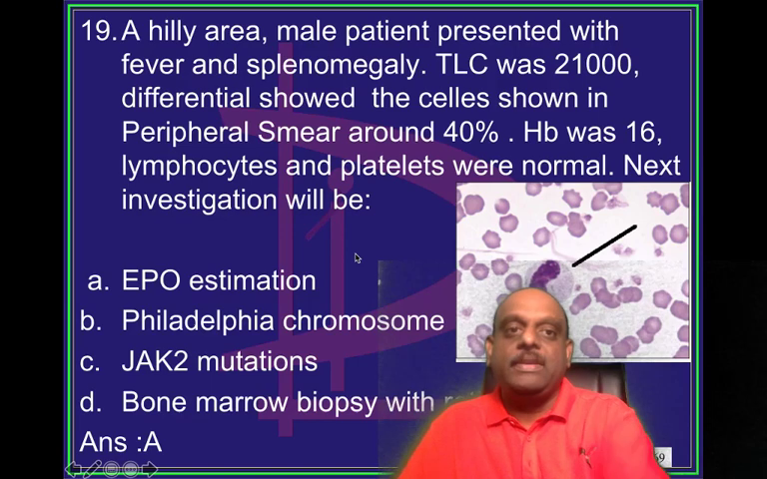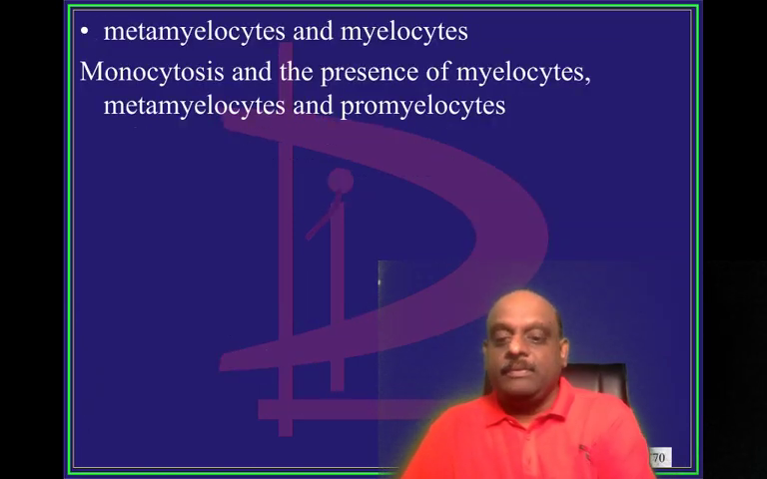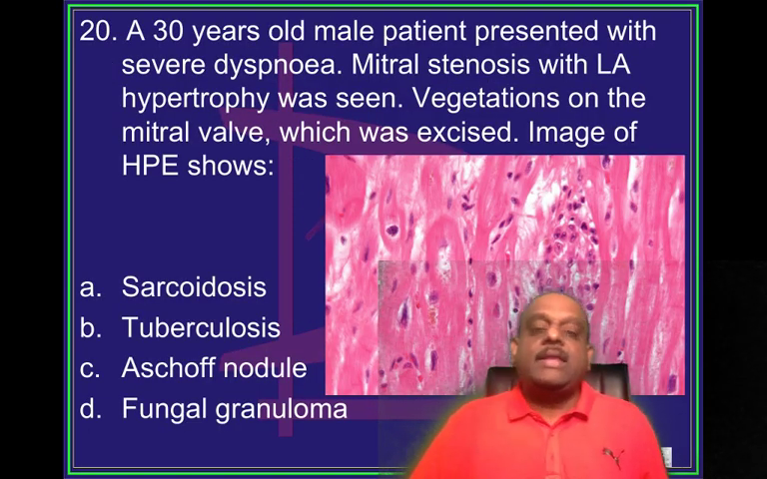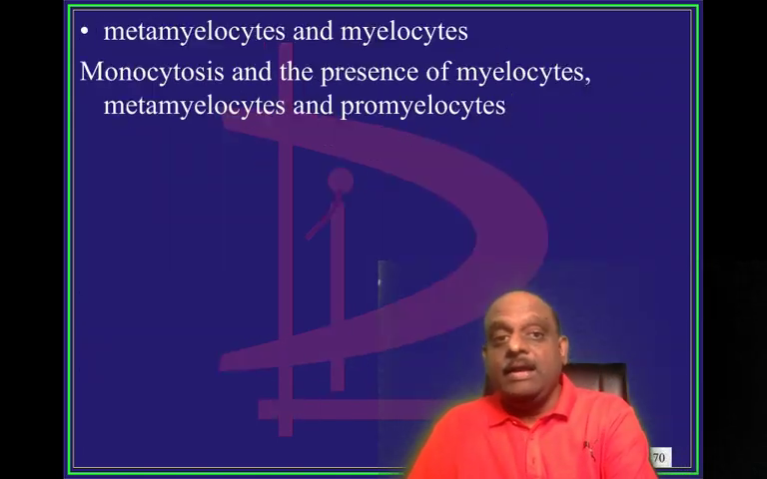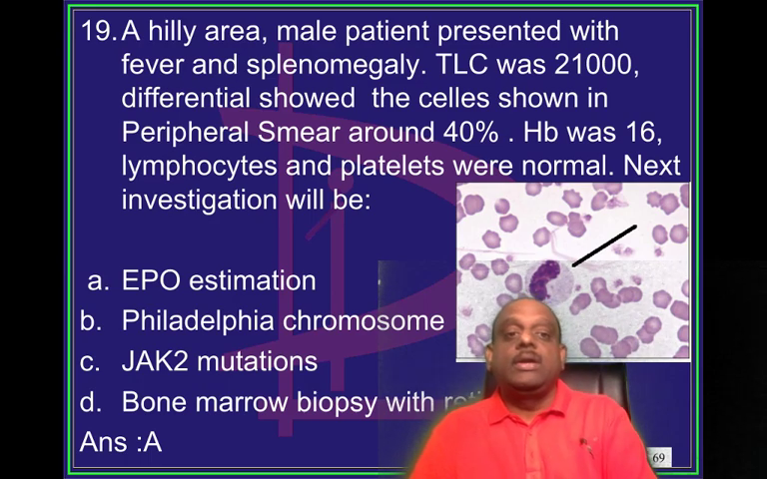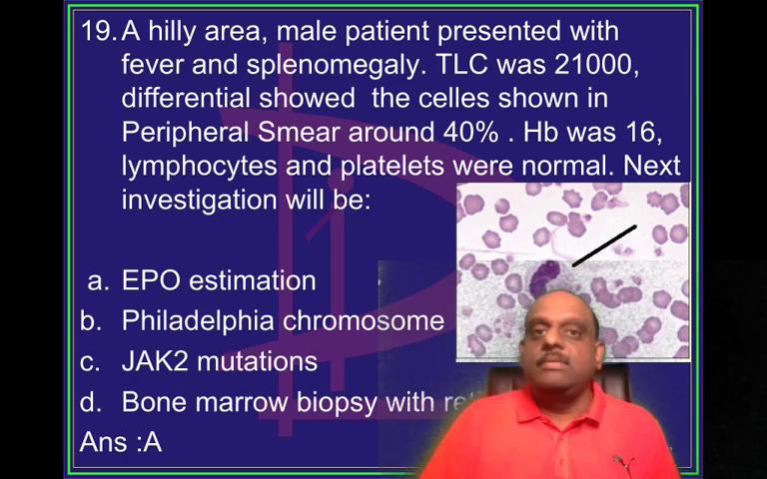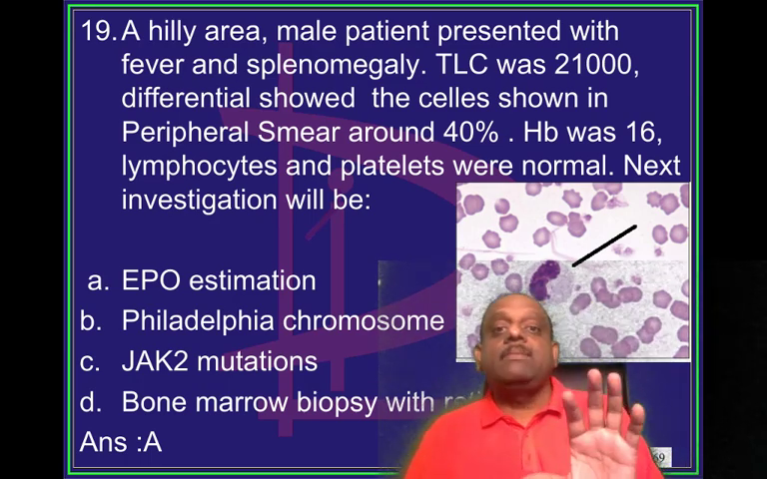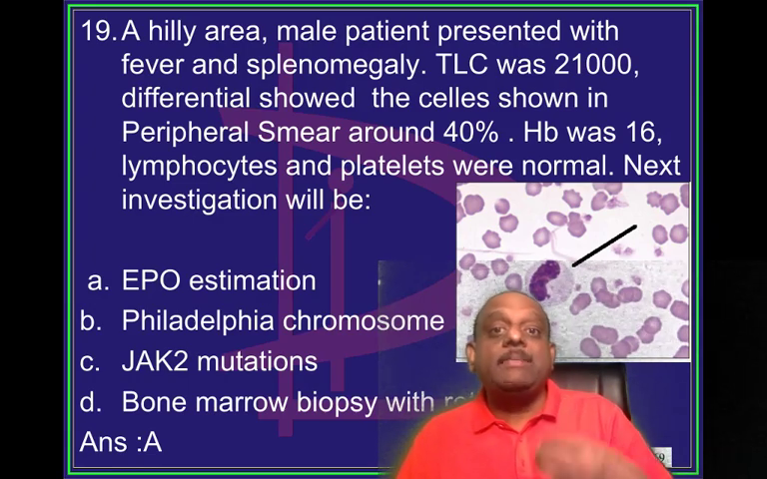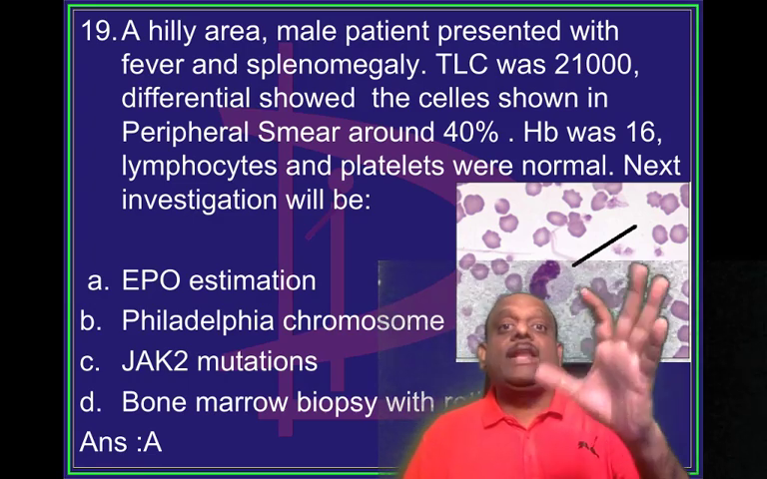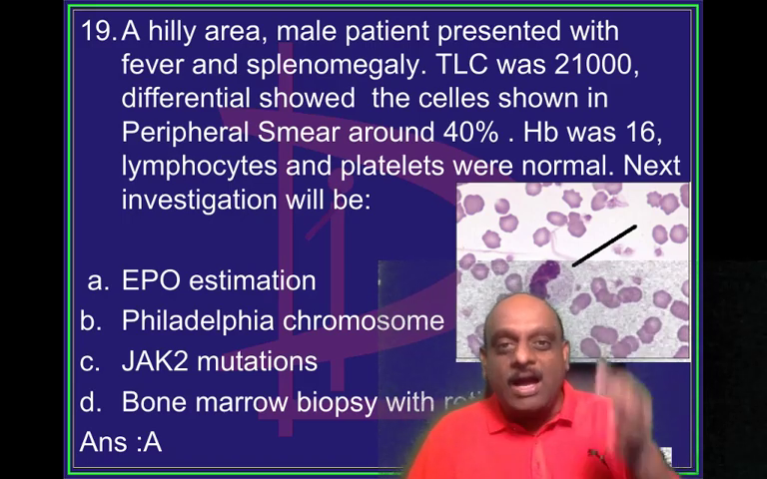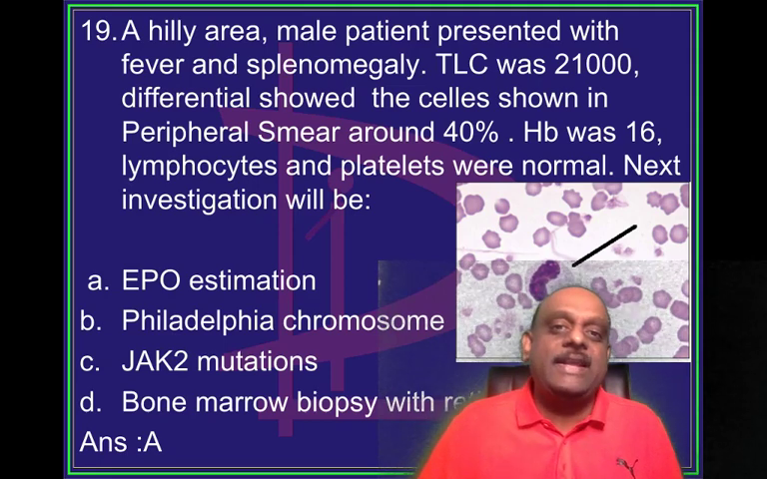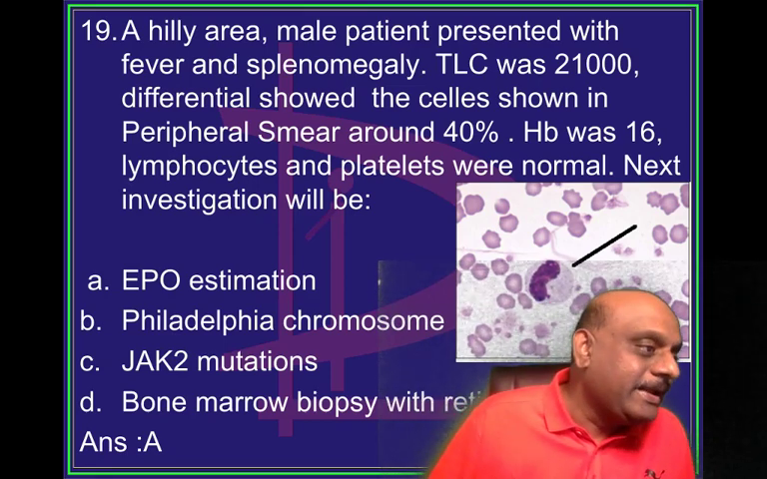Now, doc, a 30-year-old male patient. Now, before that, I forgot to ask you a question. You have done erythropoietin estimation. What will become of the erythropoietin if it is polycythemia rubra? Will EPO elevate or will EPO decrease in case of polycythemia rubra?